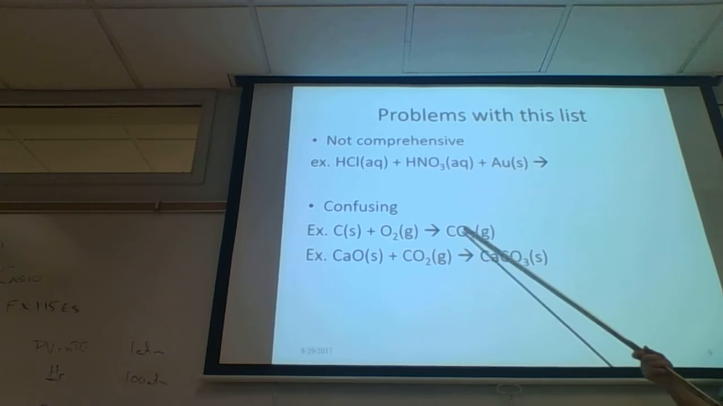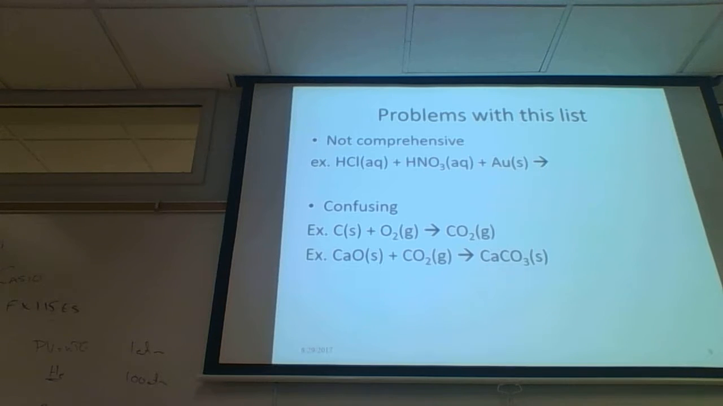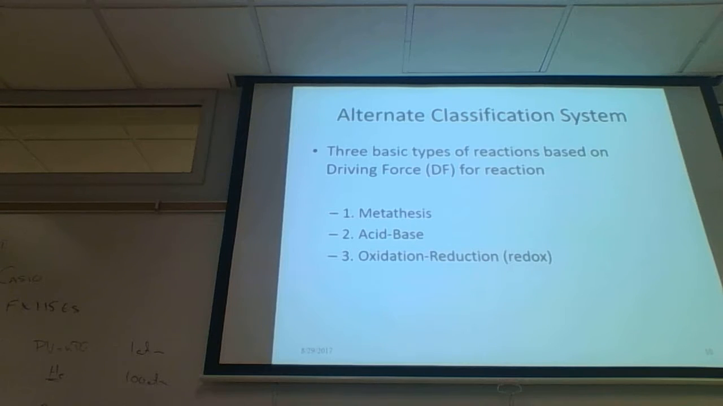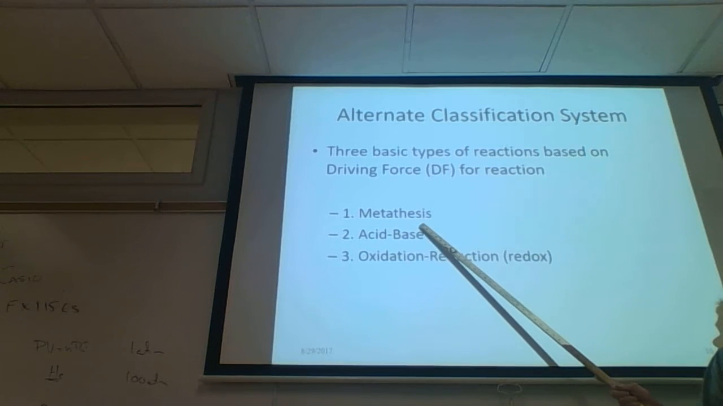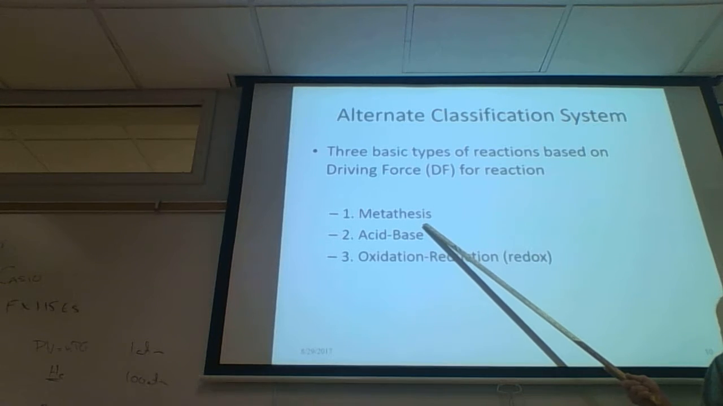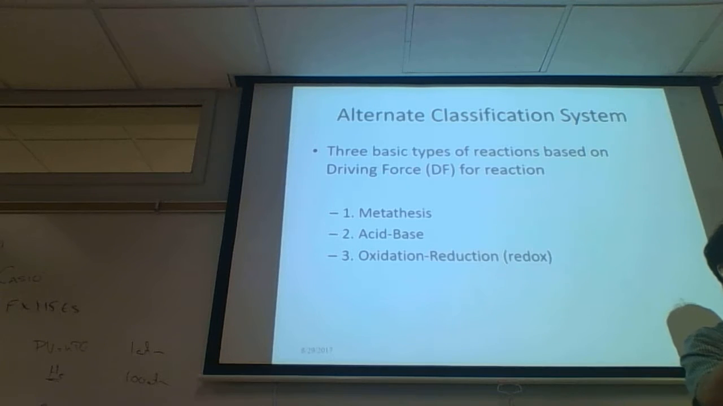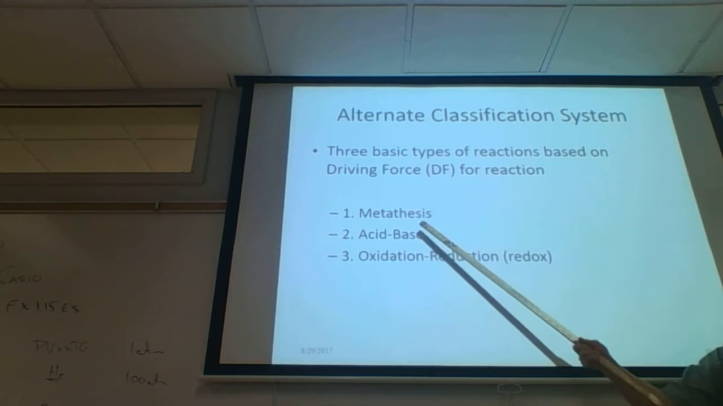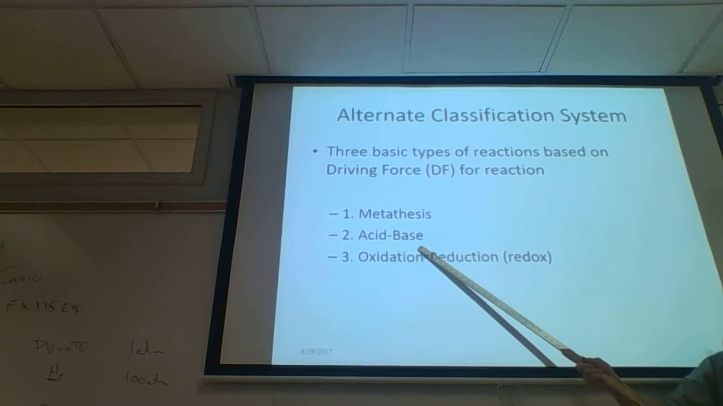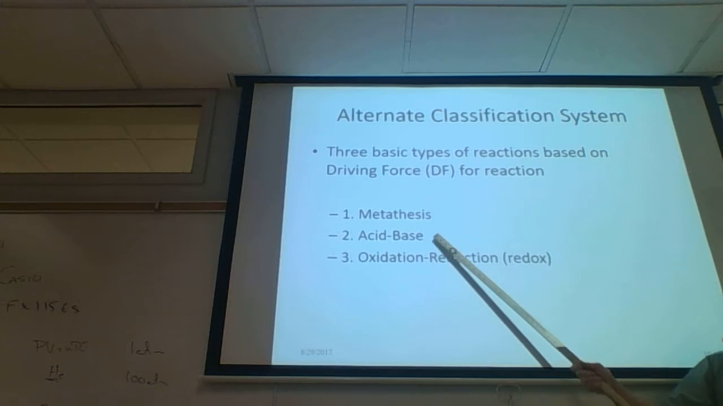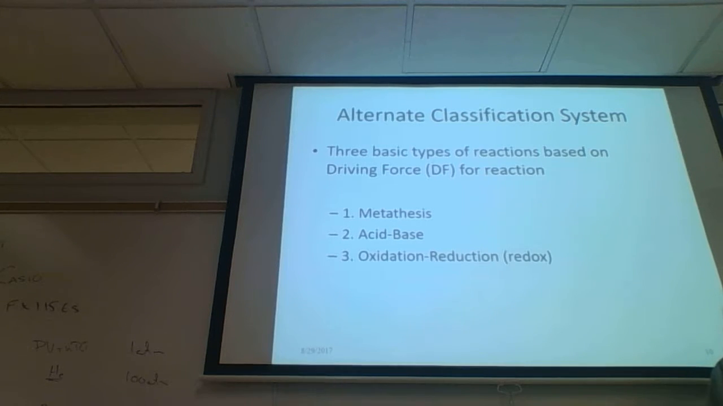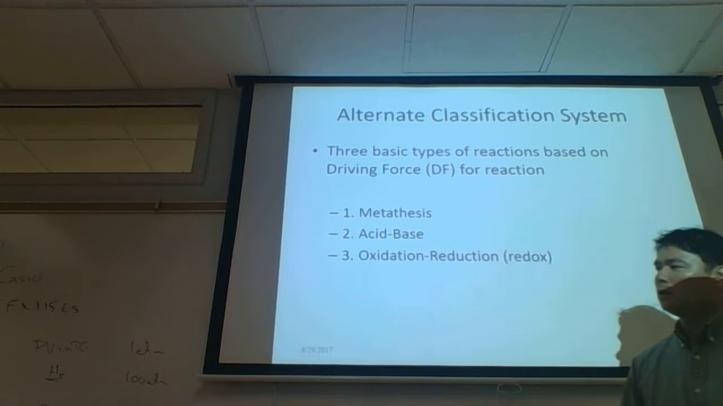And so the categories that we're going to break these down into are just three categories. These are the three categories of reaction we're going to look at. Metathesis, a fancy name for a double replacement type reaction, where ions that like each other react. And then we have acid-base and redox. These are the three categories, and we're going to classify all these reactions.